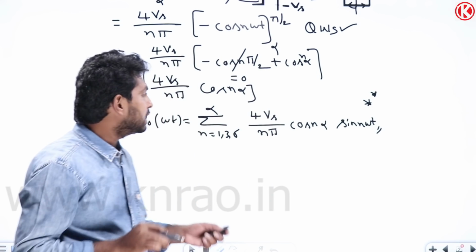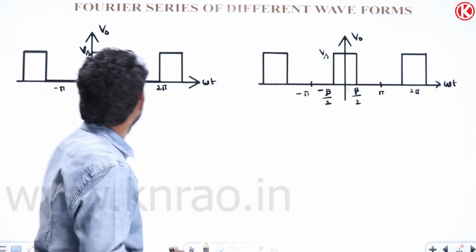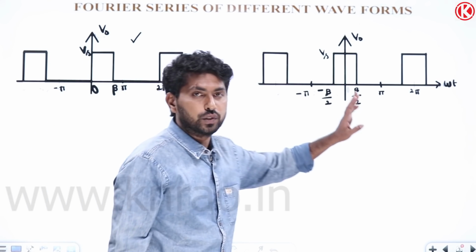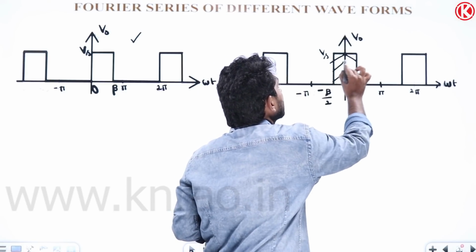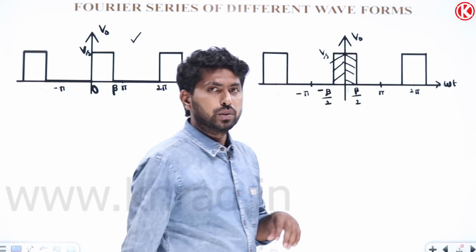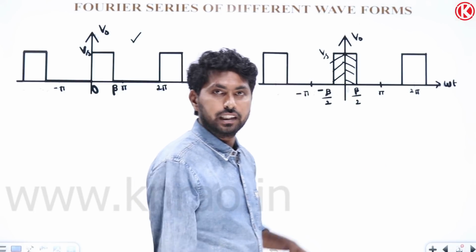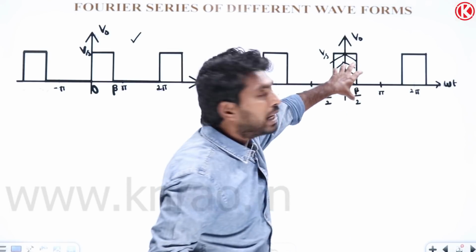So let me solve the third waveform. We need to remember the third waveform also. This is the third waveform. If you observe, it is symmetric about the y-axis, so it is an even function. So if you find the Bn value, you will get 0. Here we need to find the average value.